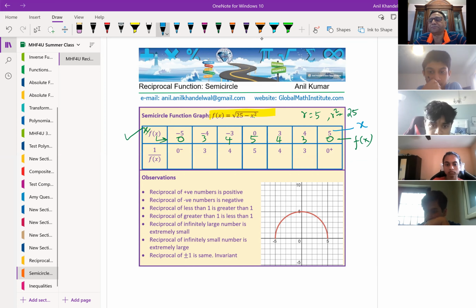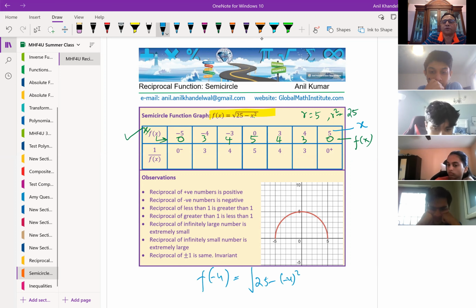Yes. For the -4, how did you get 3 as your answer? Okay. So f of -4 is equal to the square root of 25 minus (-4) whole squared, which is the square root of 25 minus 16, which is the square root of 9, which is 3. Is that clear to you? So substitute the x value, calculate.